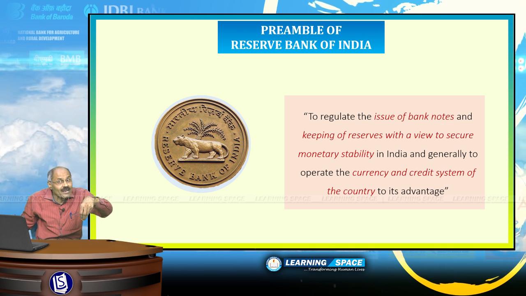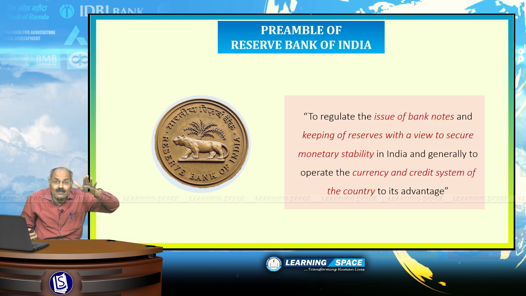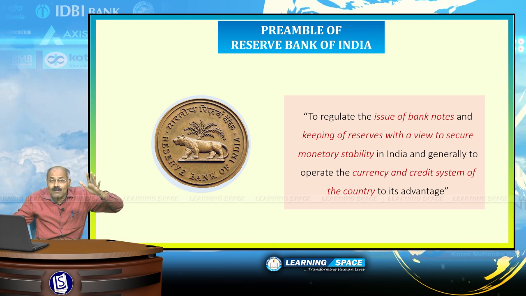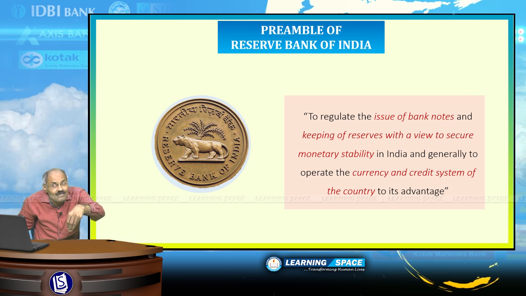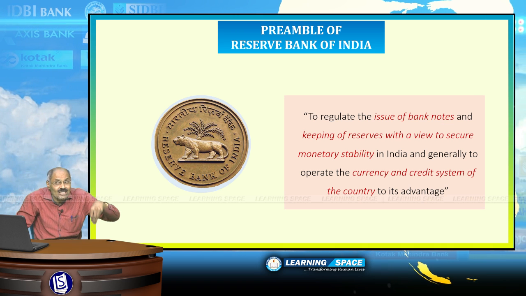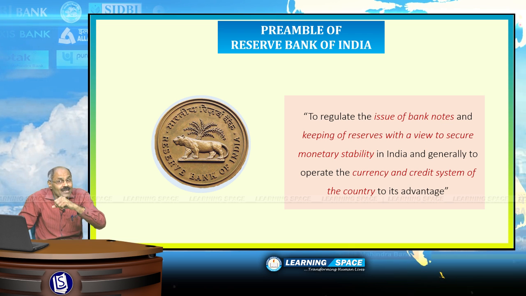Sometimes the Reserve Bank of India reduces the repo rate, sometimes it increases the repo rate. Through it, it gives a signal to the banking industry about the interest rate structure. So, the main purpose of the Reserve Bank of India is to devise a currency and credit system to the advantage of the country. So, three things are evident from this.